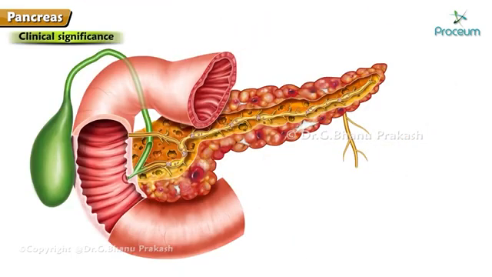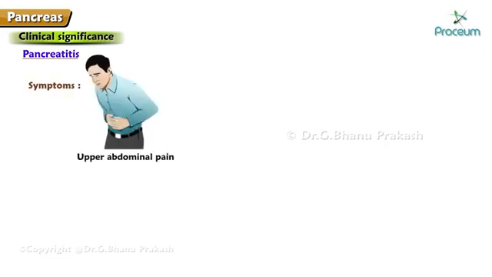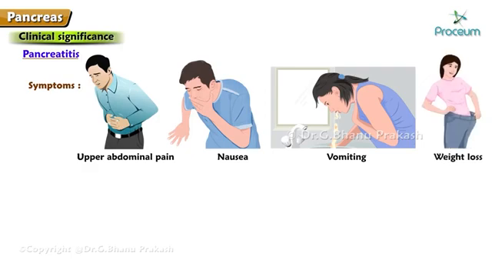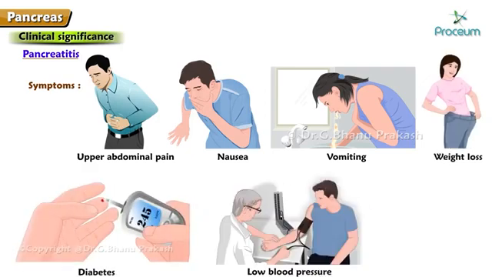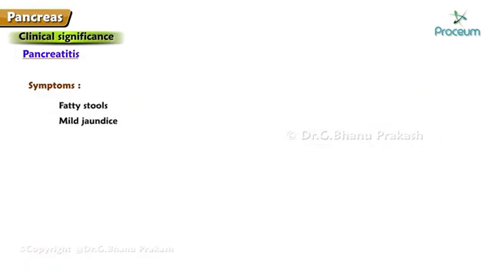Clinical significance. Pancreatitis. It is the inflammation of the pancreas. Etiology. Most commonly due to gallstones and alcohol consumption. Symptoms include upper abdominal pain, which may be severe and constant and may reach to the back, nausea, vomiting, weight loss, diabetes, low blood pressure, heart failure, fatty stools, mild jaundice, and kidney failure.